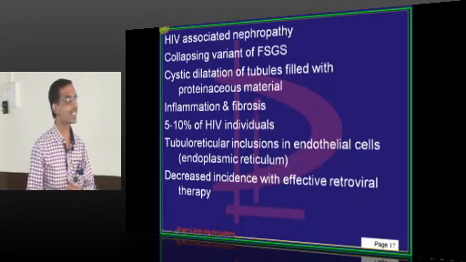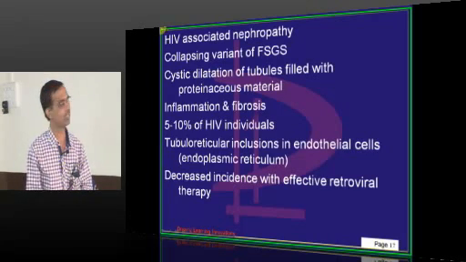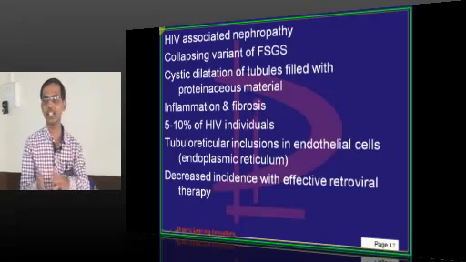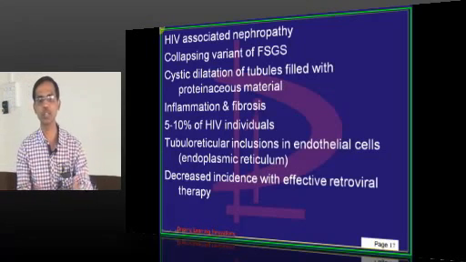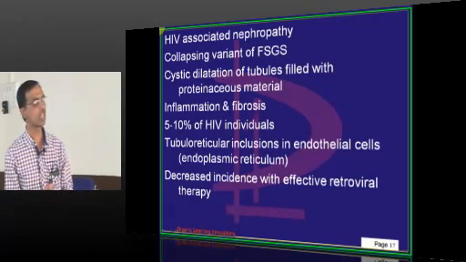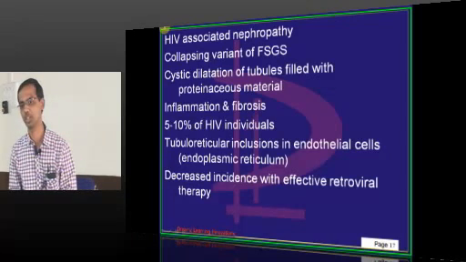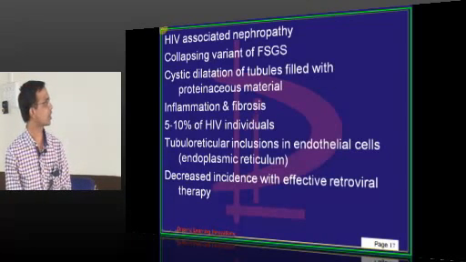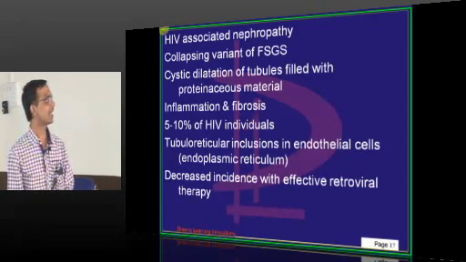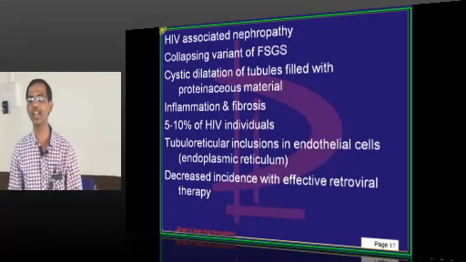There is basically cystic dilatation of the tubules which are filled with proteinaceous material. The tubules undergo cystic dilatation with proteinaceous material. There is inflammation, fibrosis, and this HIV nephropathy is seen in 5 to 10% of HIV patients. Basically, the lesions are called tubuloreticular inclusions in the endothelial cells.